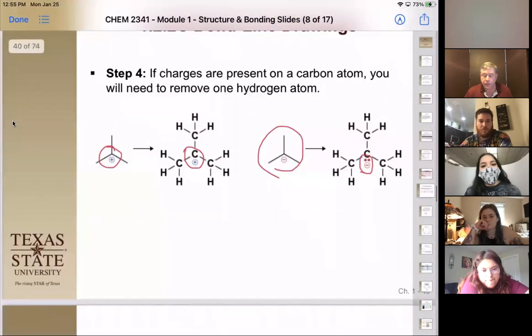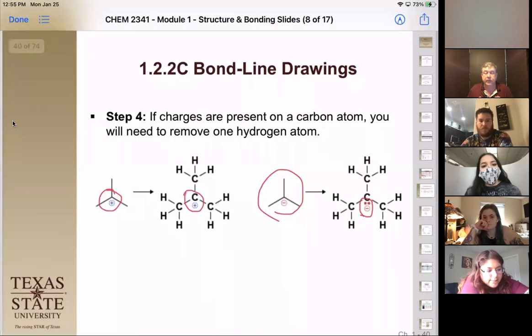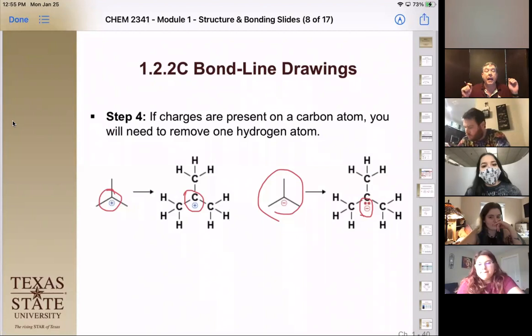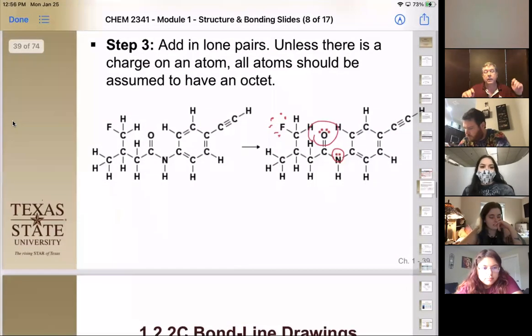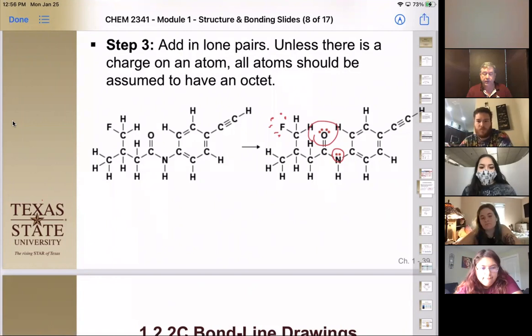Okay, so why is this important? Because the shape of our molecule, the shape of our bonds, rests on how many electrons we have, where they are, and whether they're bonding or not. So does everybody understand how to translate a line drawing into a Lewis dot structure so that we can now look for molecular and electronic shape? What about the F? The F, oh, I added the lone pairs on it. All right, okay, got it.